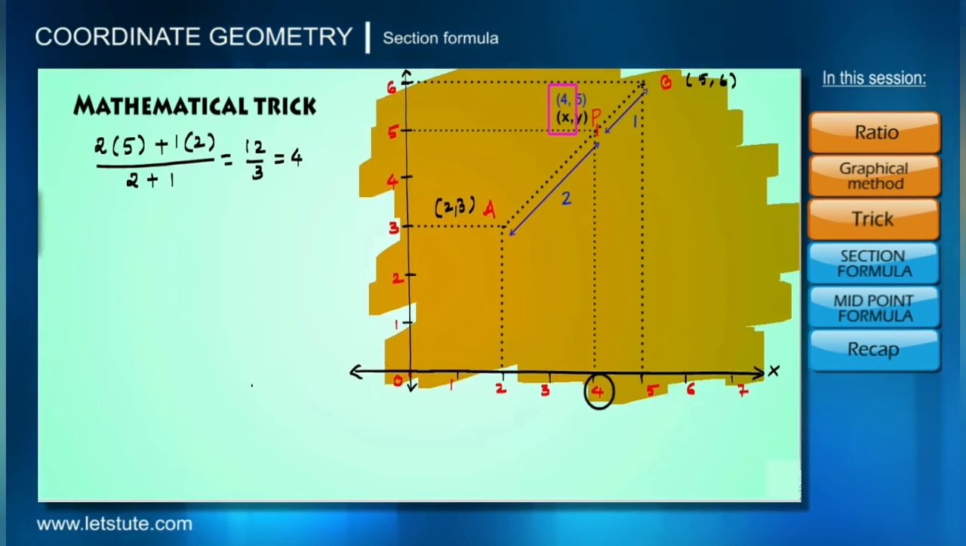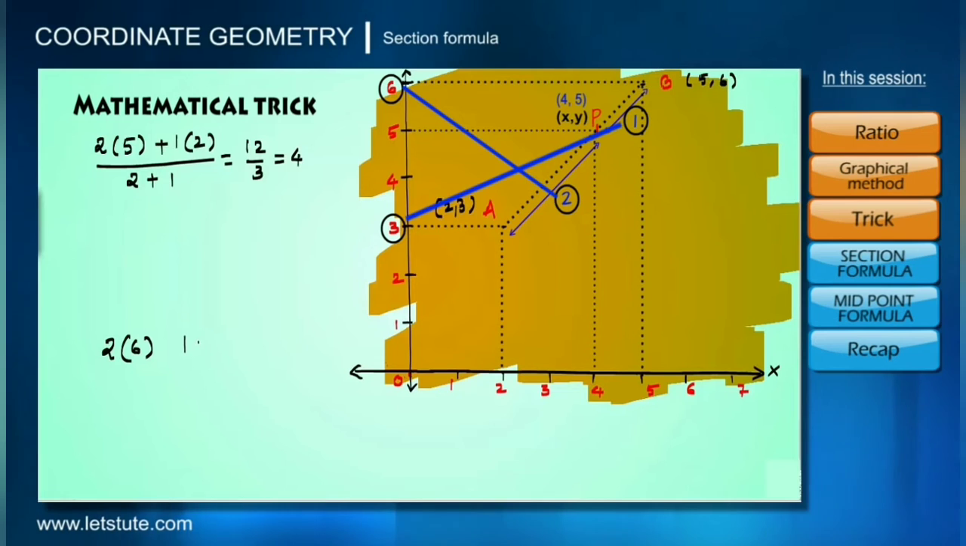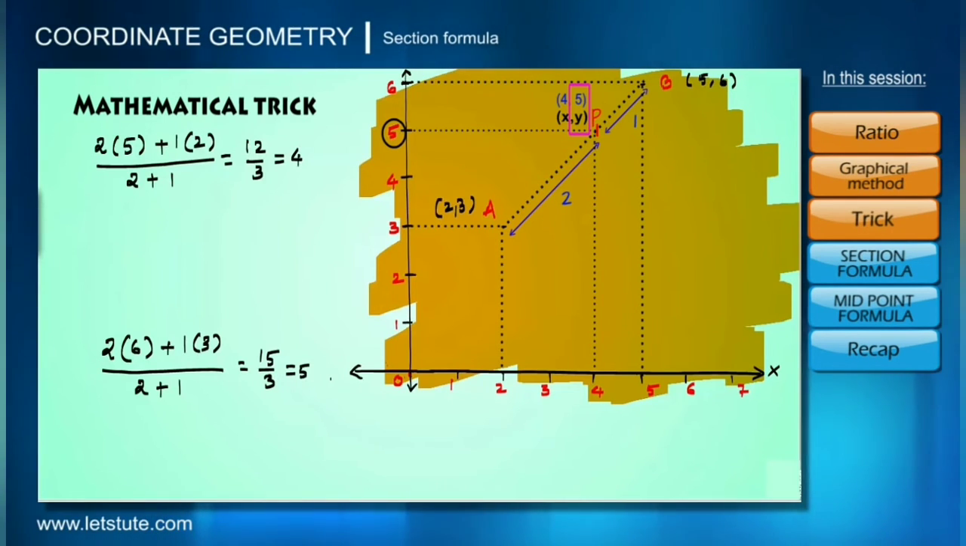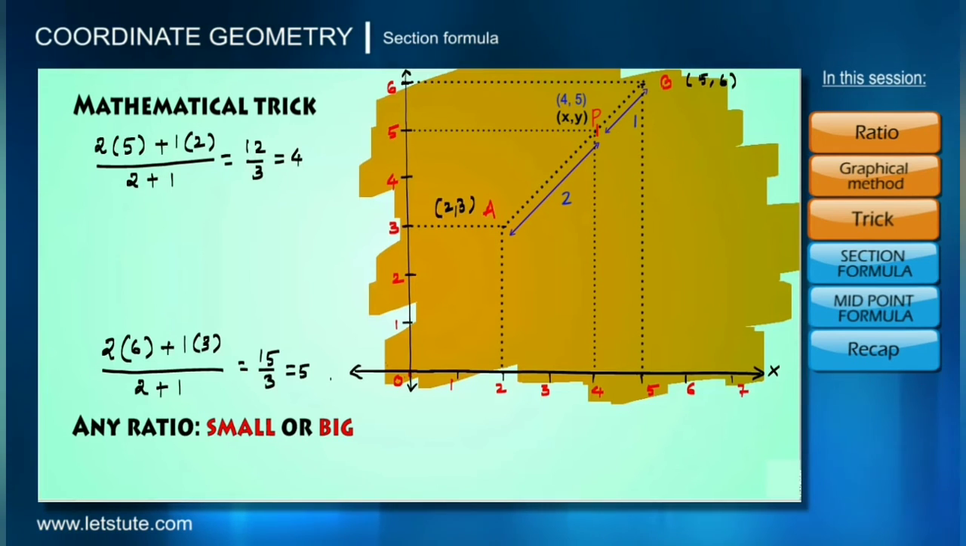So similarly, let's repeat the same process for the y-axis. We have to get the value of y as 5 by using the given values. So multiply the first part of the ratio, that is 2, with the y coordinate of the second point, that is 6. And the second part of the ratio, that is 1, multiply this with the y coordinate of the first point, that is 3. Add them and divide by the sum of the two components of the ratio. We get 15 by 3, that is 5, the exact value of y for the point P. And interestingly, this trick works for any ratio, whether it is small or big.